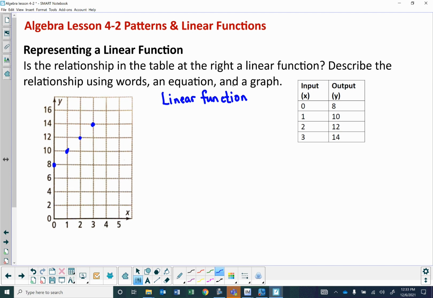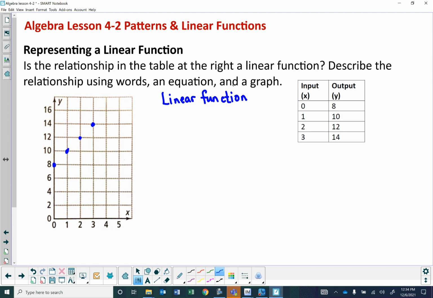All right, so we know it's linear. So let's see if we can figure out an equation for this, because if we can figure out the equation, I think we could explain in words what this function says. Now this table happens to be done vertically versus horizontally.